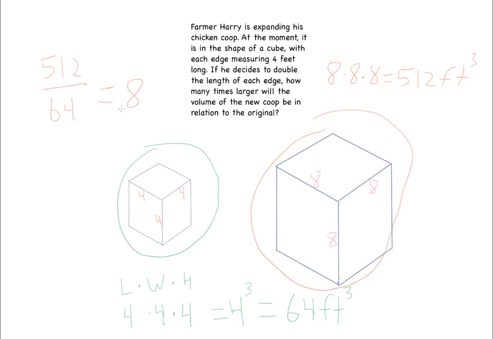Right? And actually, if we want a different way to figure it out really quickly, we can see that each edge is twice as big on the larger one than the smaller one. So if this one's twice as big, this one's twice as big, and this one's twice as big, it's 2 times 2 times 2, which actually gets you 8 times as large.